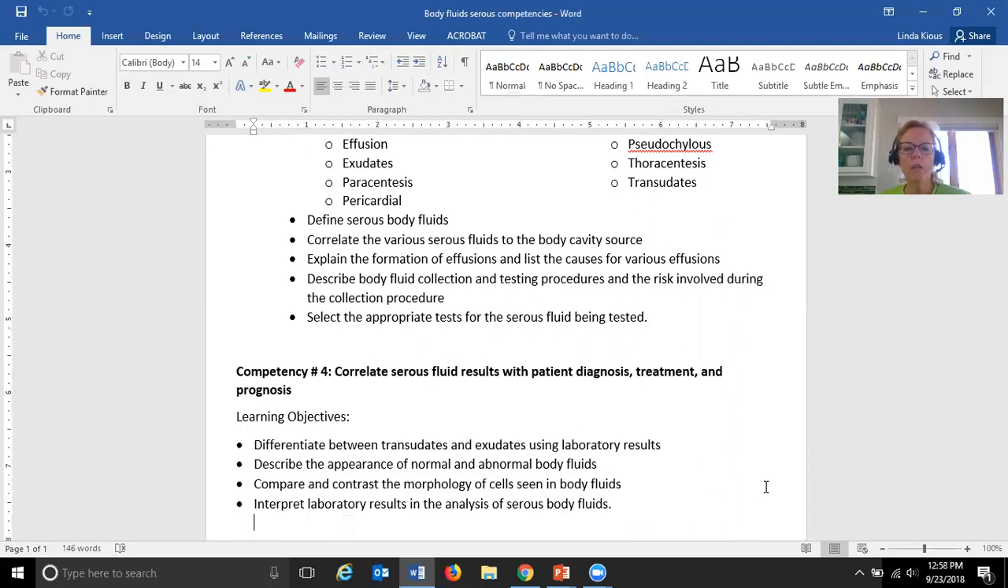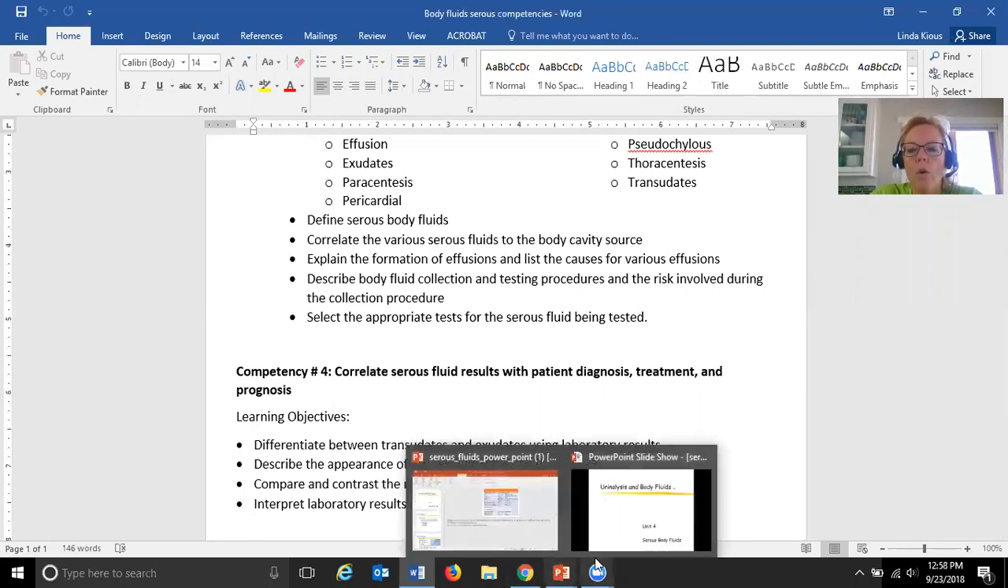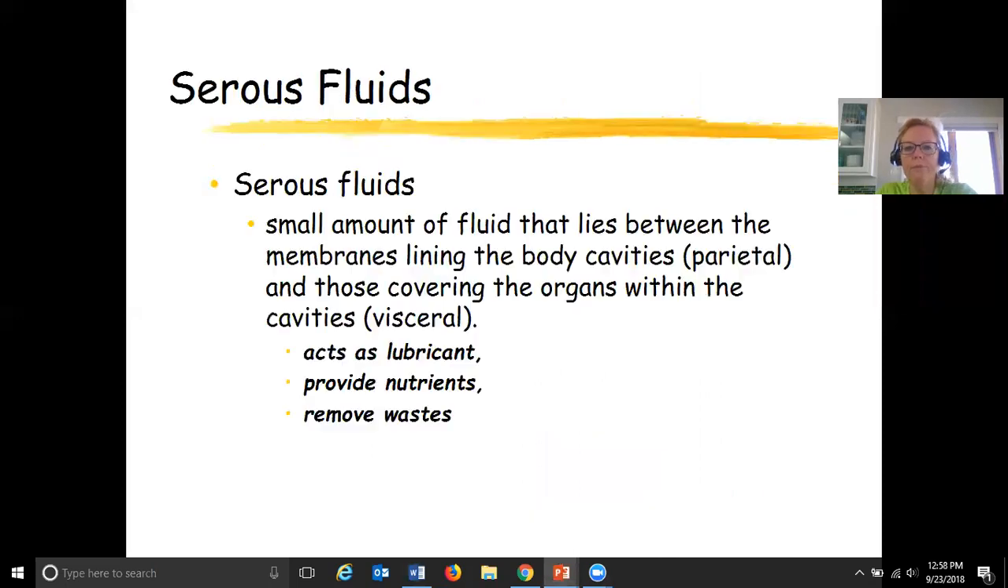We'll talk a little bit about the cells seen in body fluids, and you have a separate slideshow for the practical that's in this module. And then we'll interpret results in the analysis of various body fluids. So let's talk about serous body fluids.